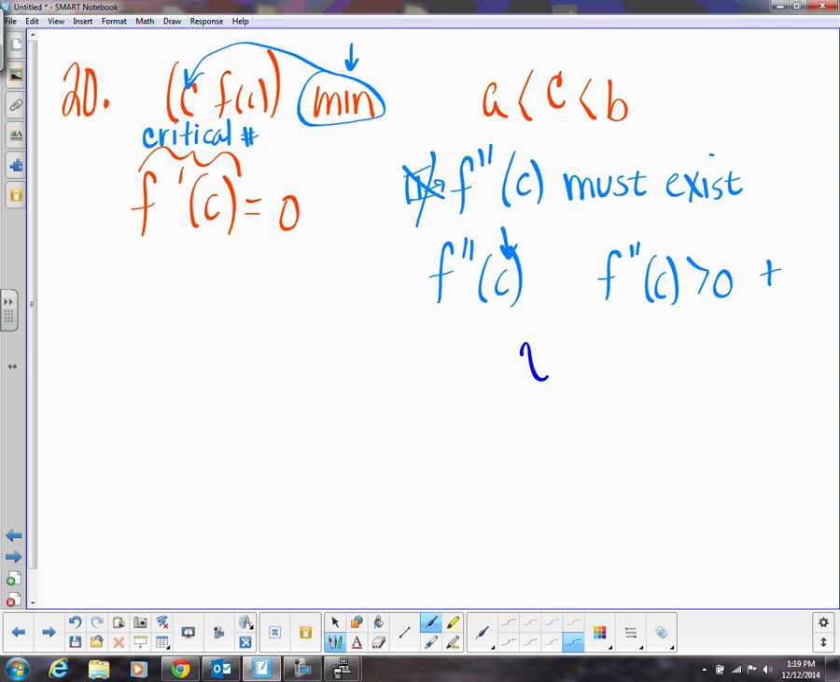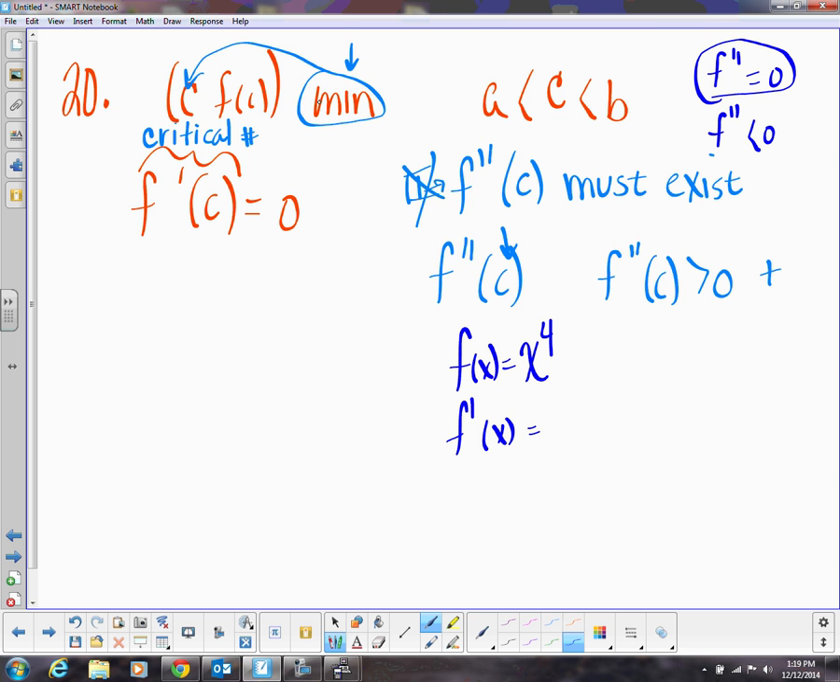If we look at, let's say, x to the 4th as a function, remember there are 3 possibilities. The second derivative could equal 0, it could be less than 0, and the other one is greater than 0. So remember, if the second derivative equals 0, then it still could be a minimum, but the second derivative test fails. So I'm giving you an example. If I do a second derivative, this is going to be 12x squared.